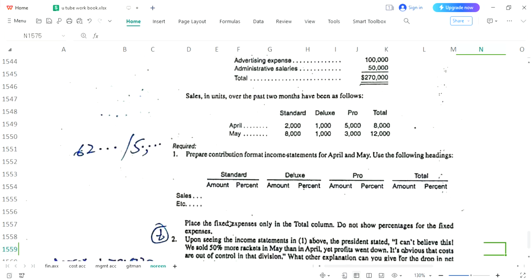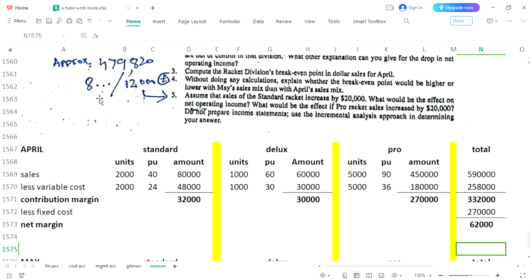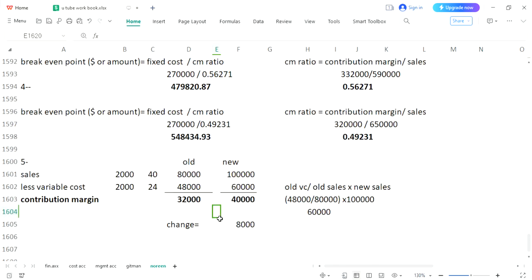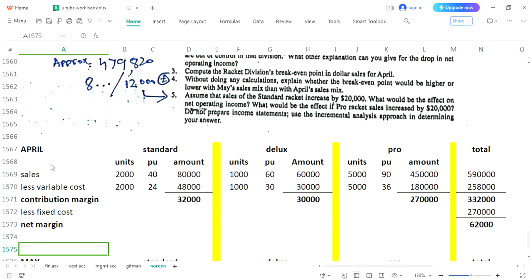Let's see the answer. Here you can see 8,000 is mentioned over here. If we change sale and increase the sale of standard racket by 20,000, net margin would be increased by 8,000. This is fifth A part we have completed. Let's write down its fifth A, and now we will see another change asked to make, 5B. And what is that change?